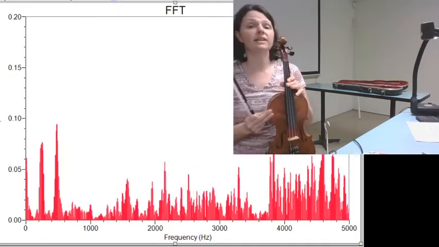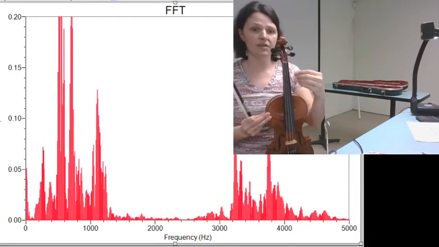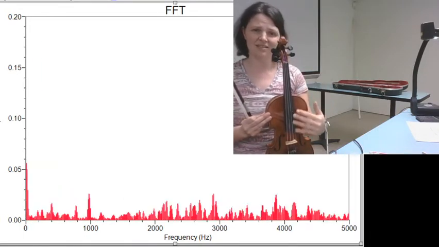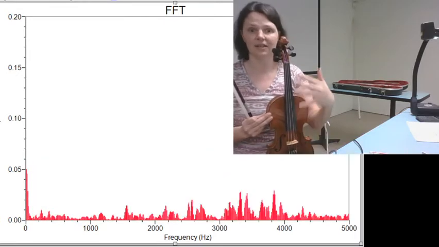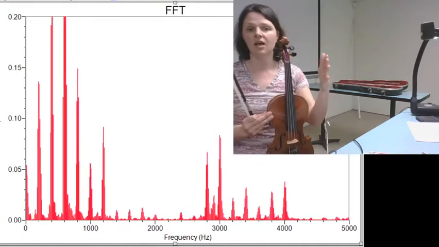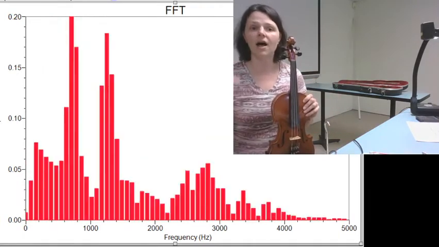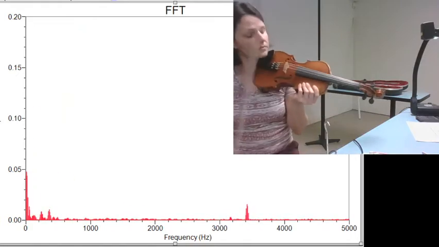So in a stringed instrument, and I will play it again so that you can notice, all of these frequencies are more or less equally stimulated or excited. So the fundamental, the first harmonic, second harmonic, third harmonic, fourth harmonic, etc. They all have peaks that are about the same height.